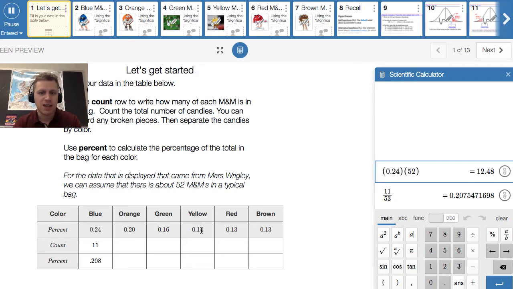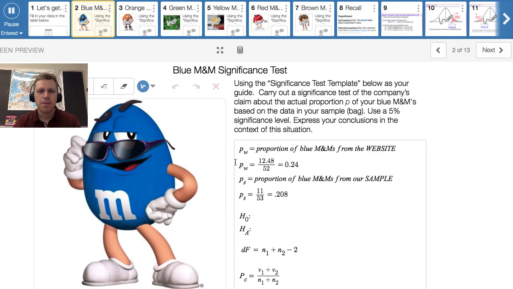Let's say you wanted to know how many yellow M&Ms. You just take the ratio or proportion of yellow, which is 14%, multiply it by 52. They expect there to be like 7.28 yellow. So you just take the amount and multiply by the percentage to find what's in the bag. But back to the problem.